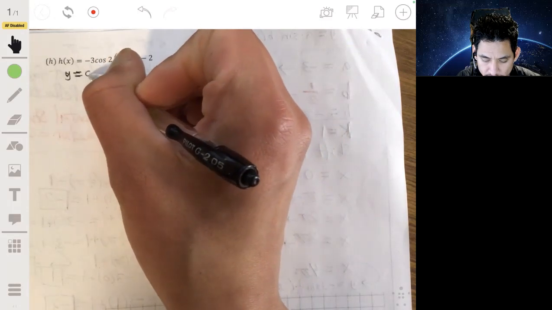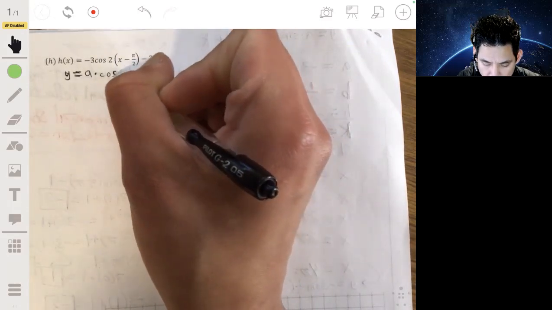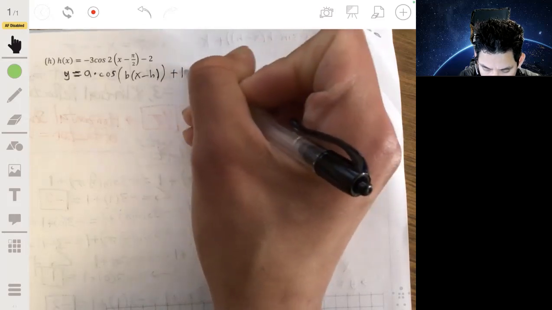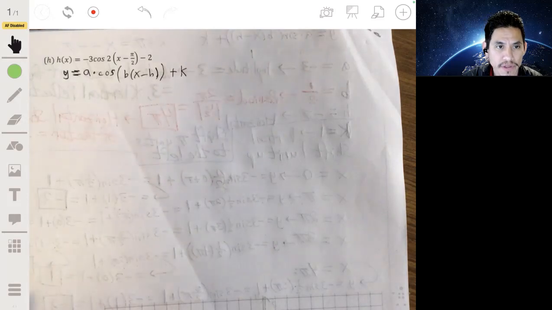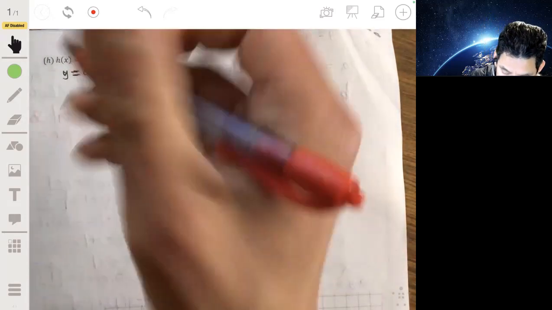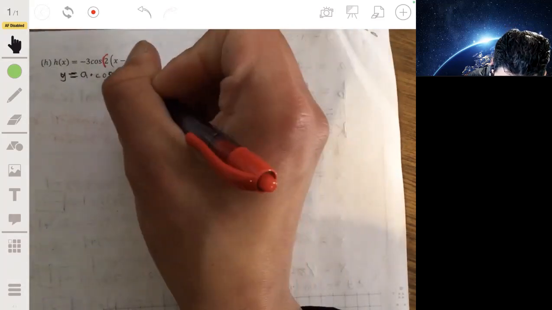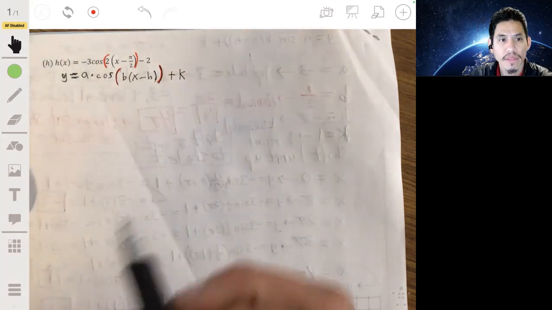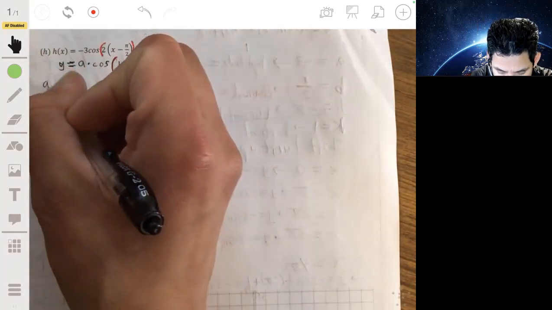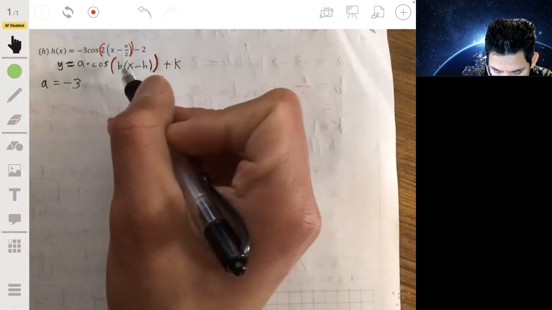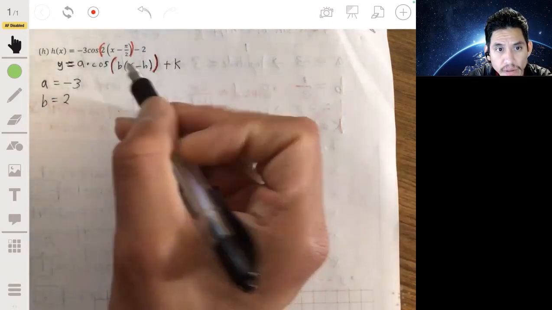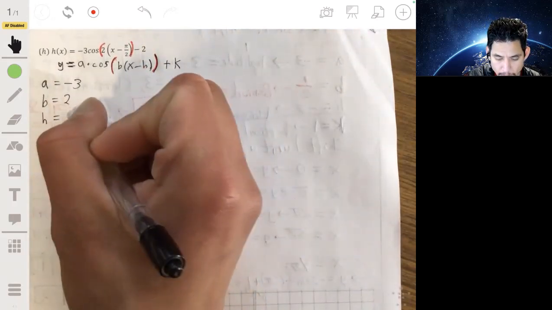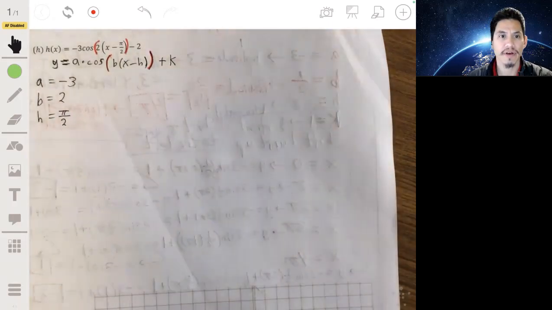So we have y equals a times the cosine of b times (x minus h) plus k. Let me put this part in parentheses so that it can stand out better. And let's address what those values are. The value of a is -3. The value of b is 2. The value of h is going to be pi over 2. And then the value of k will be -2.